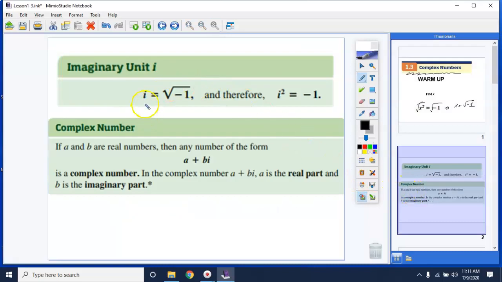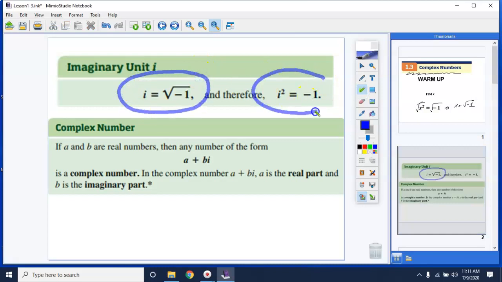So for complex numbers, i is the square root of -1. We should know these two things, everyone. i squared should be equal to -1 and i should be equal to the square root of -1. And this is the general form of complex numbers: a is the real part and b is the imaginary part.